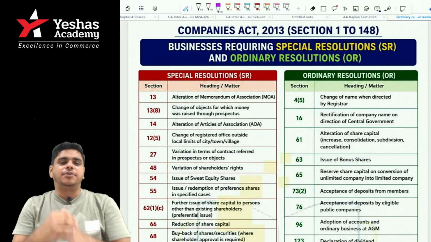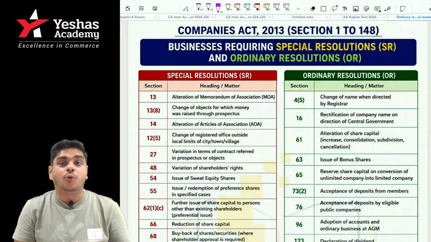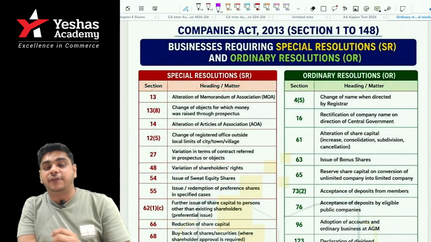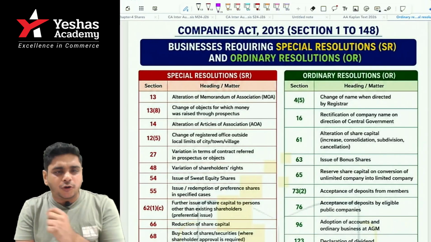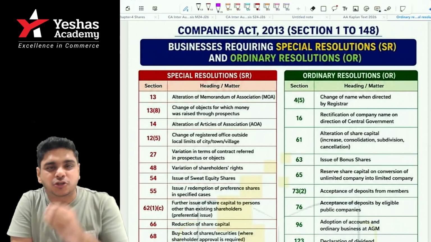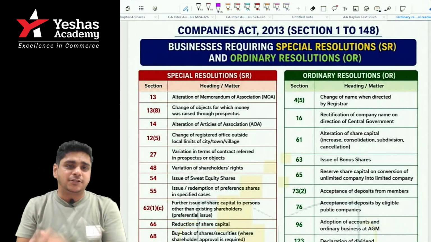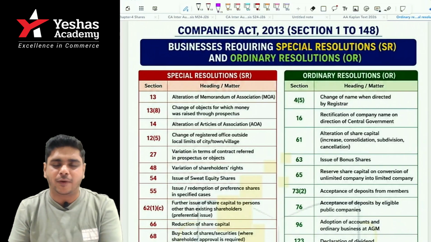So guys, today I'm teaching an amazing video which will cover approximately 4 marks of your paper, because when you study for CA intermediate law, a lot of students have a confusion: sir, where is OR required, where is SR required? That is, where is ordinary resolution and where is special resolution required?